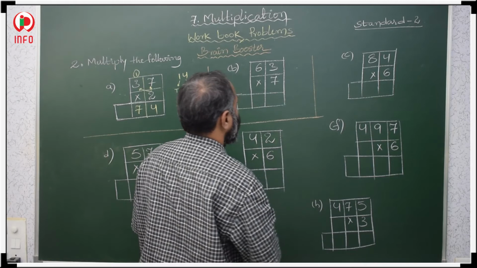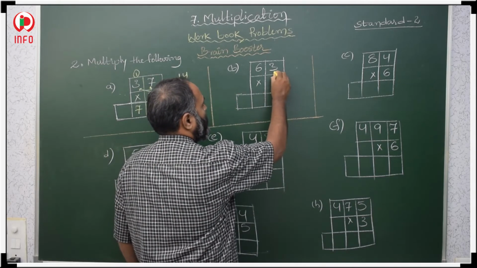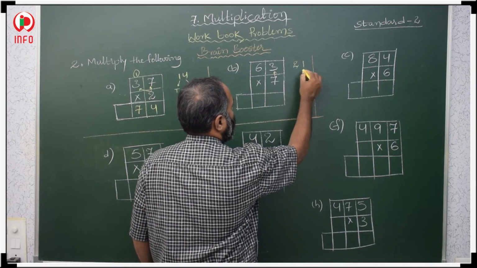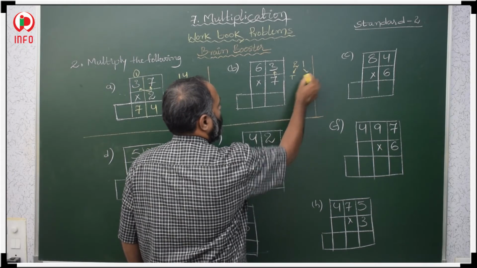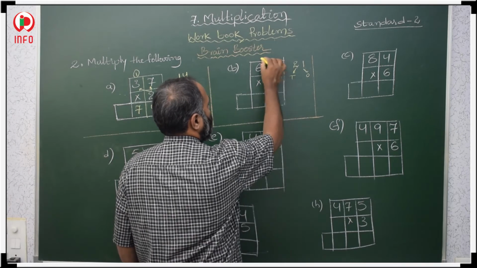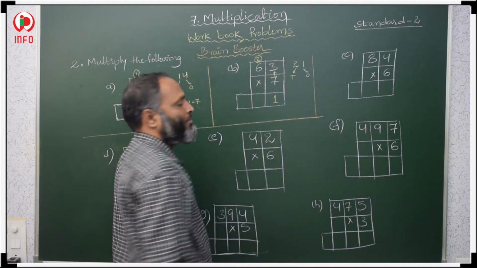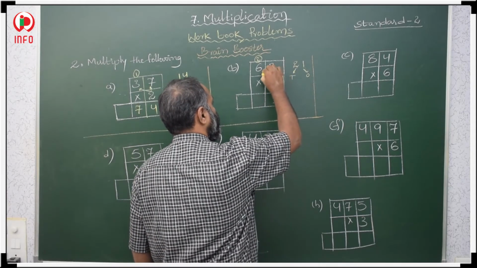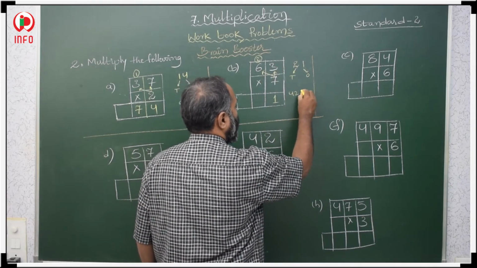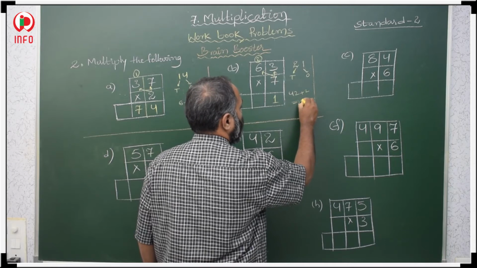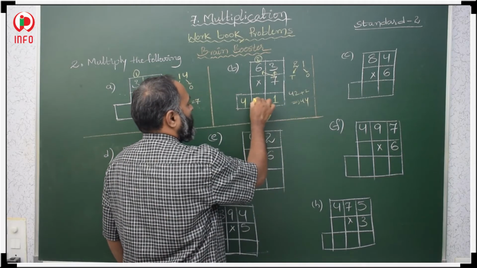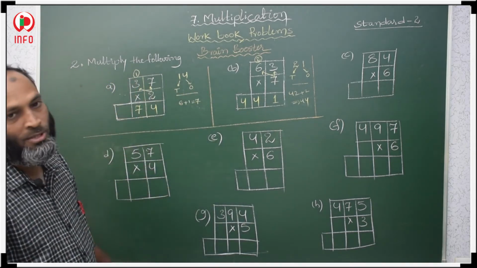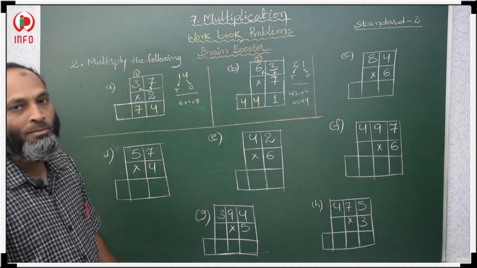Next, second, 7 threes are 21. 21 means 1 ones, 2 tens. 1 we have to write in ones place, 2 we have to take carry over on tens place. Next, 7 with 6, 7 6s are 42. 42 plus 2, that is 44. This 44 we have to write. So this will complete in 2 steps. A 2-digit number we have to complete in 2 steps.